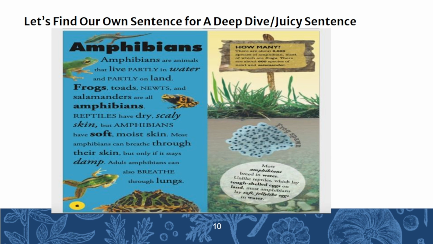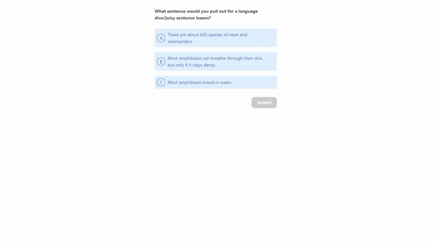And I'm going to have a poll where you get to choose. So go ahead and look at this. There are 600 species of newts and salamanders. The second is, most amphibians can breathe through their skin, but only if it stays damp. And the last one is, most amphibians breathe in water.